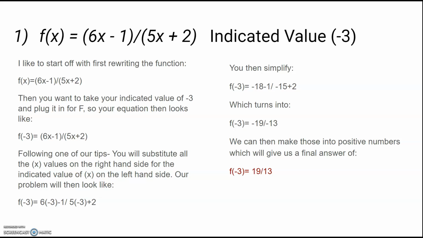Following one of our tips, you substitute all the x values on the right-hand side for the indicated value of x on the left-hand side. Our problem then looks like f of negative 3 equals (6 times negative 3 minus 1) over (5 times negative 3 plus 2). You then simplify. So f of negative 3 equals (negative 18 minus 1) over (negative 15 plus 2), which turns into f of negative 3 equals negative 19 over negative 13. We can make those positive numbers, which gives a final answer of f of negative 3 equals positive 19 over 13.